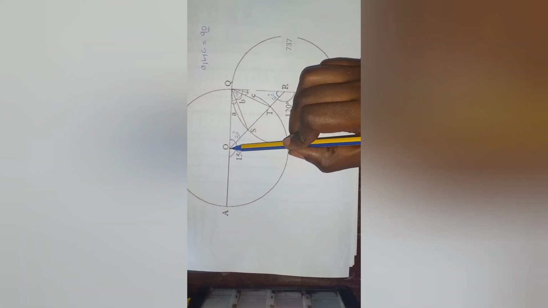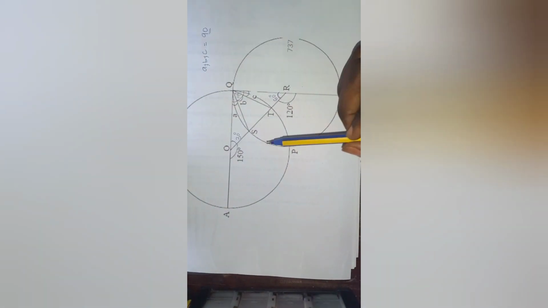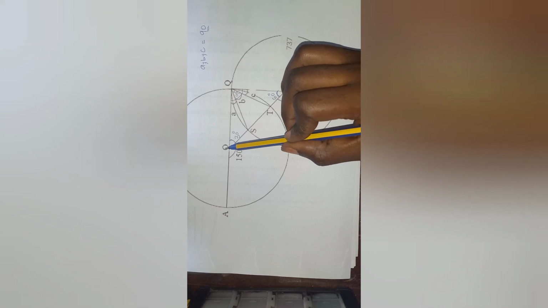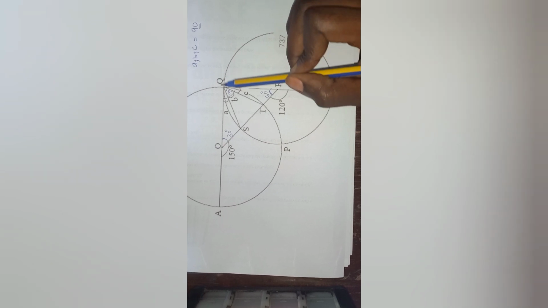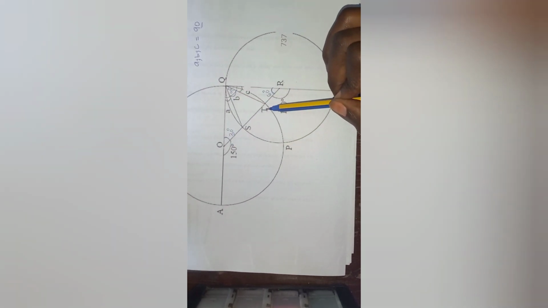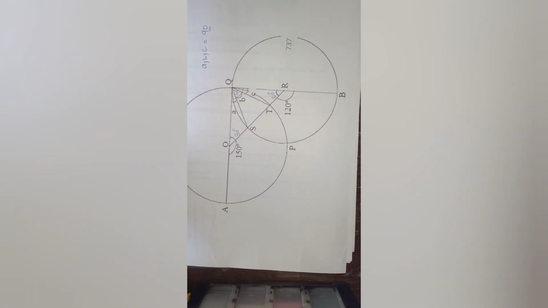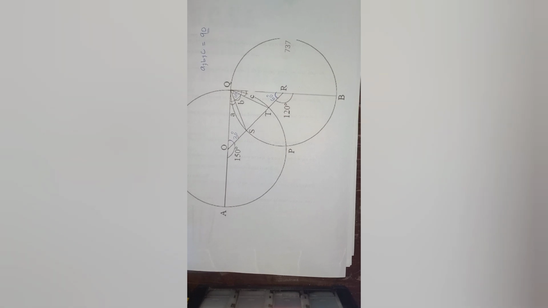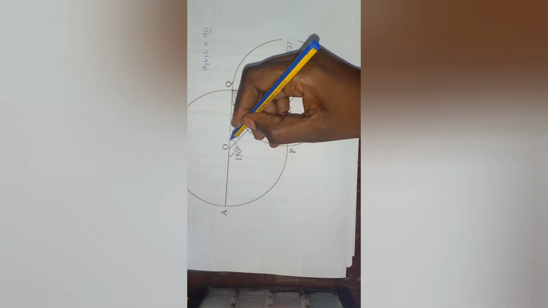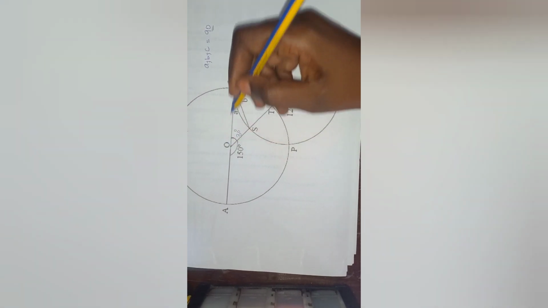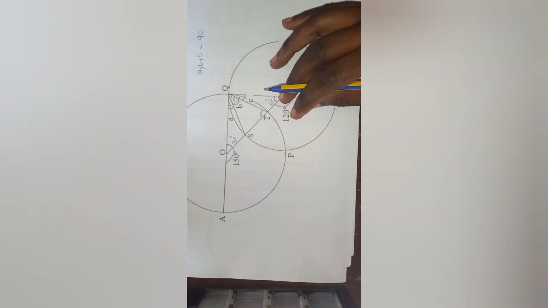This is the center of the circle. If this is the center of the circle, that means OT and OQ are equal. And if they are equal, the triangle TOQ will be an isosceles triangle. And you know that base angles of an isosceles triangle are equal. If we've been given this to be an isosceles triangle, this angle and this angle here will be equal.